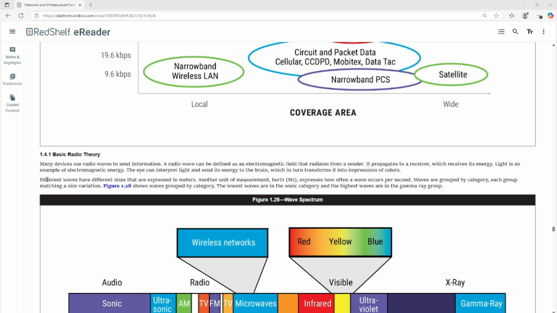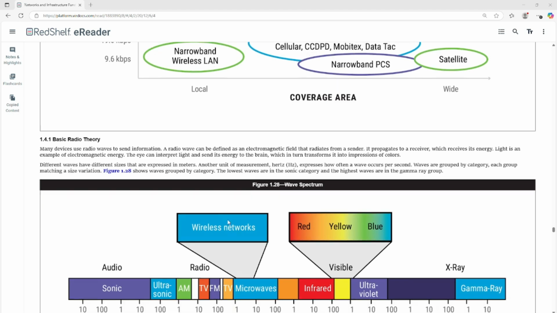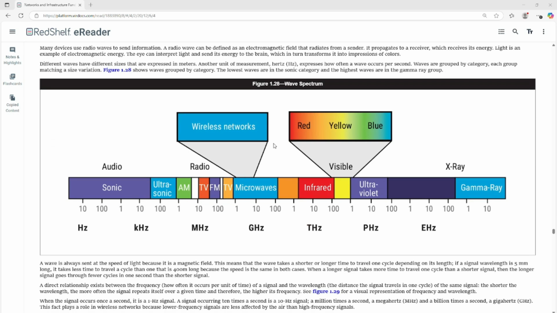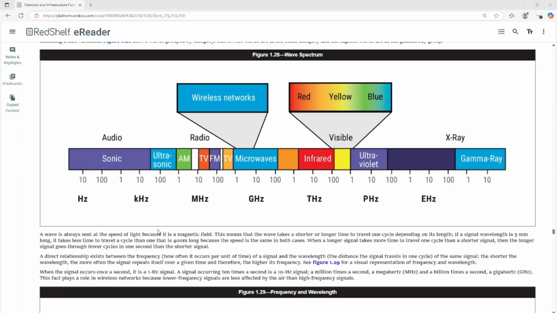Something of importance here is to have an understanding of the different wave sizes and how they are expressed in meters. The diagram on figure 1.28 shows the wave spectrum. We've got the wireless networks and all these rainbow colors, you can call them. Starting from audio, radio, visible, X-ray. You've got hertz, kilohertz, megahertz, gigahertz, trillion hertz.